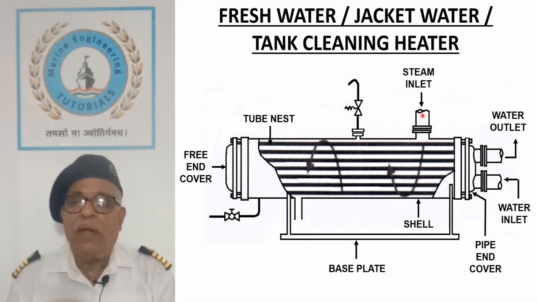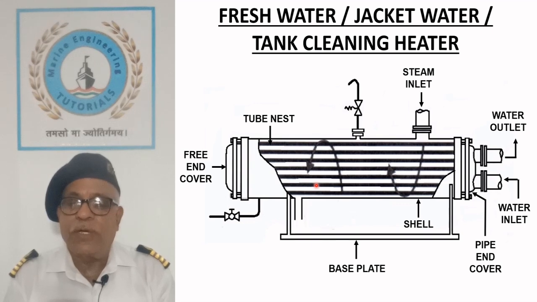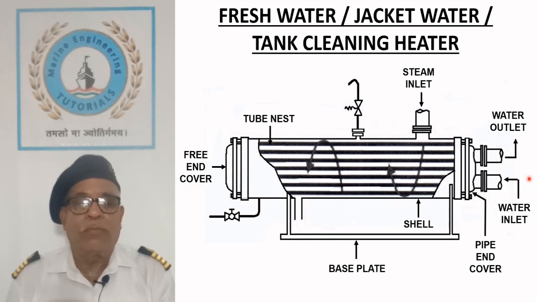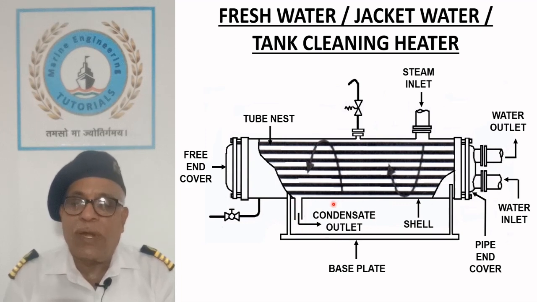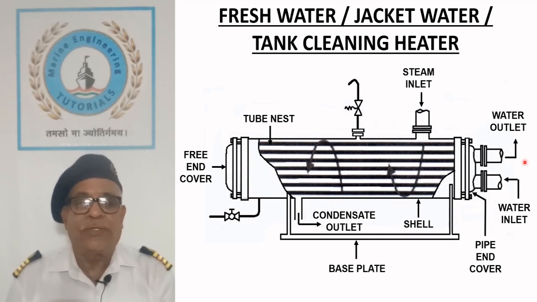Steam enters the shell from the top and surrounds the tubes to transfer its heat to the water flowing through the tubes. Flow of steam is regulated by a temperature control valve depending on the water outlet temperature. A steam trap equipped at the condensate outlet prevents any release of the steam so that heat of the steam is fully utilized.